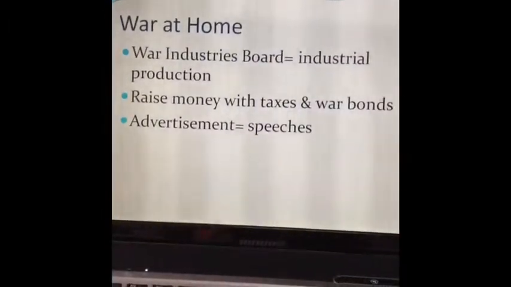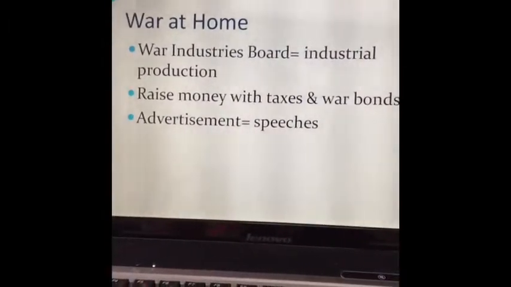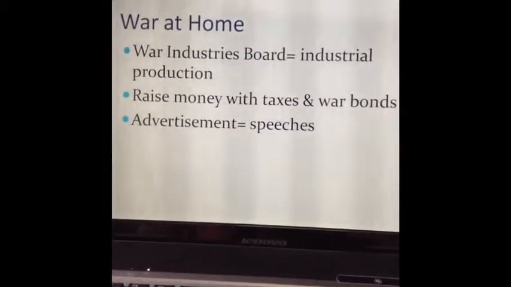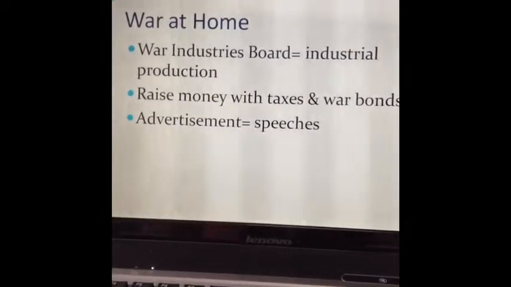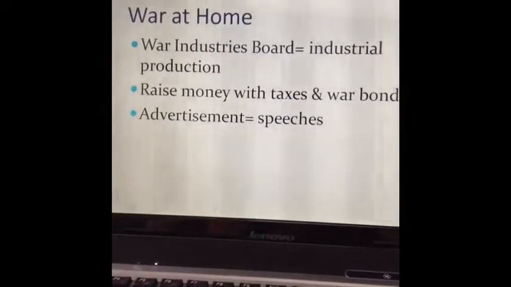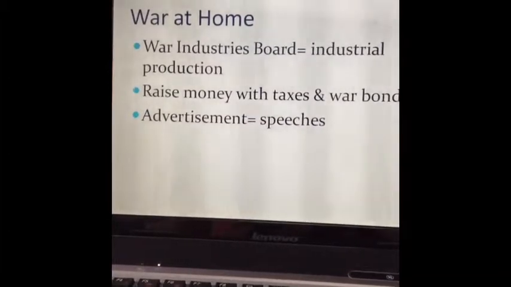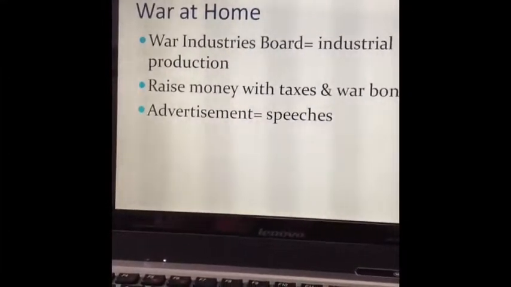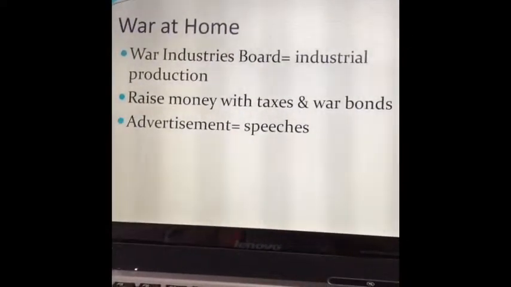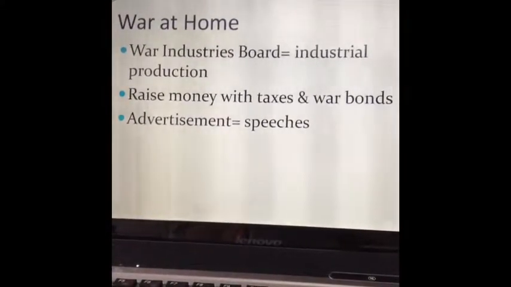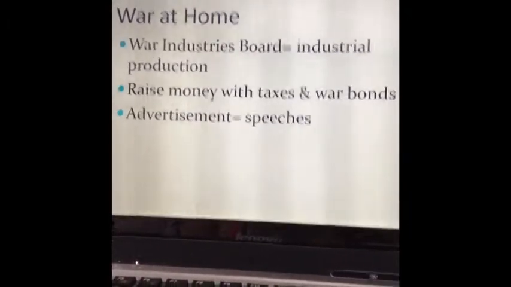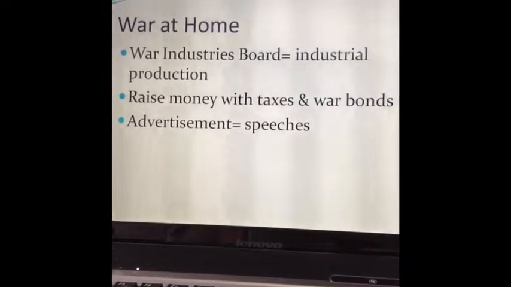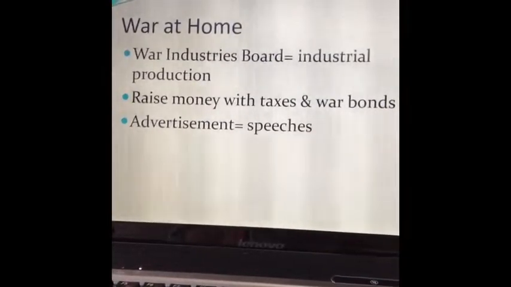Life in America changed once America entered the war because industries were converted into helping the war effort. The War Industries Board promoted industrial production and mass production techniques to increase efficiency, and it urged them to eliminate waste. The government used advertisement to help with their spending of the war. Through war bonds, they could help earn money to support the war, but they also supported the war with taxes.